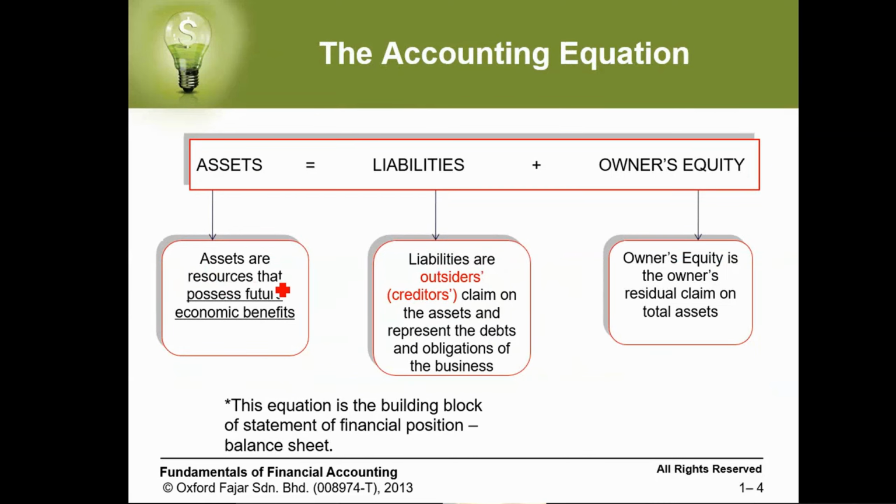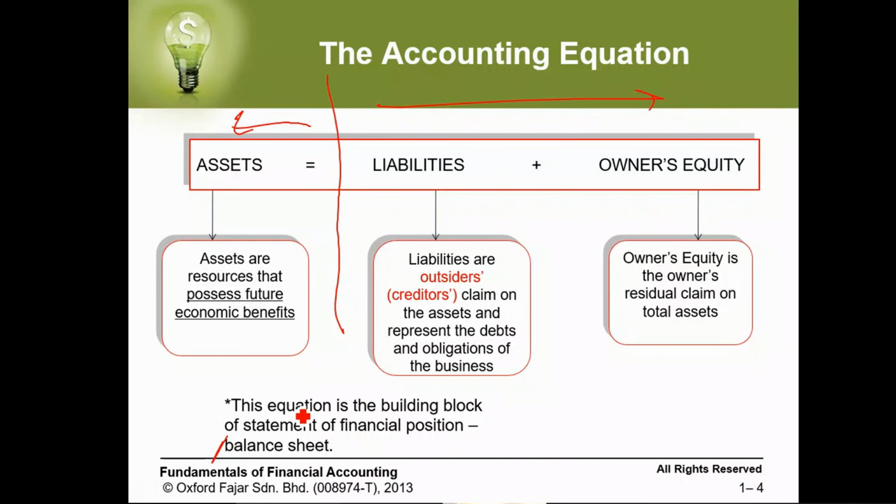We said assets are resources that possess future economic benefit. Liabilities are outsiders' claim, creditors' claim on the assets, and represent the debts and obligations of the business. Owner's equity is the owner's residual claim on total assets. So those are what the company owns, and here are all the claims against the company assets. This equation is the building block of the statement of financial position, which we call the balance sheet.